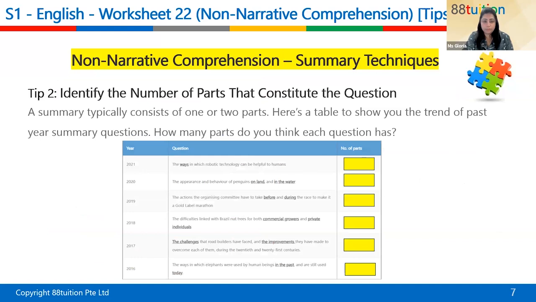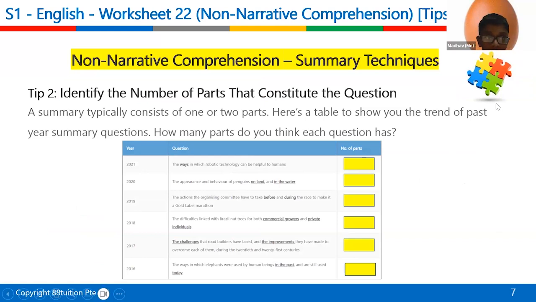All right, Mother? Mother? I'm supposed to read the second one. Yeah. Tip 2. Yes.